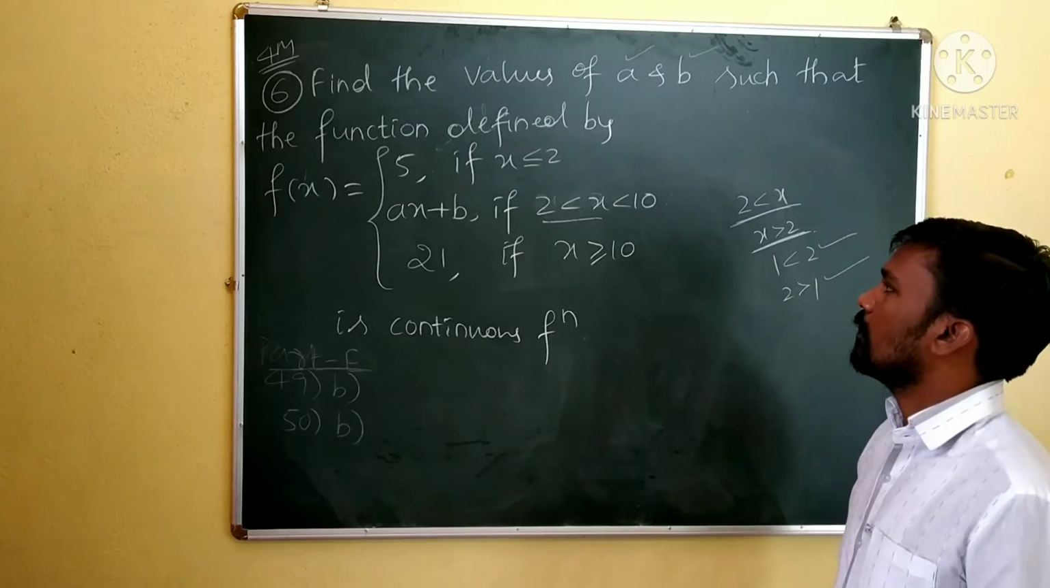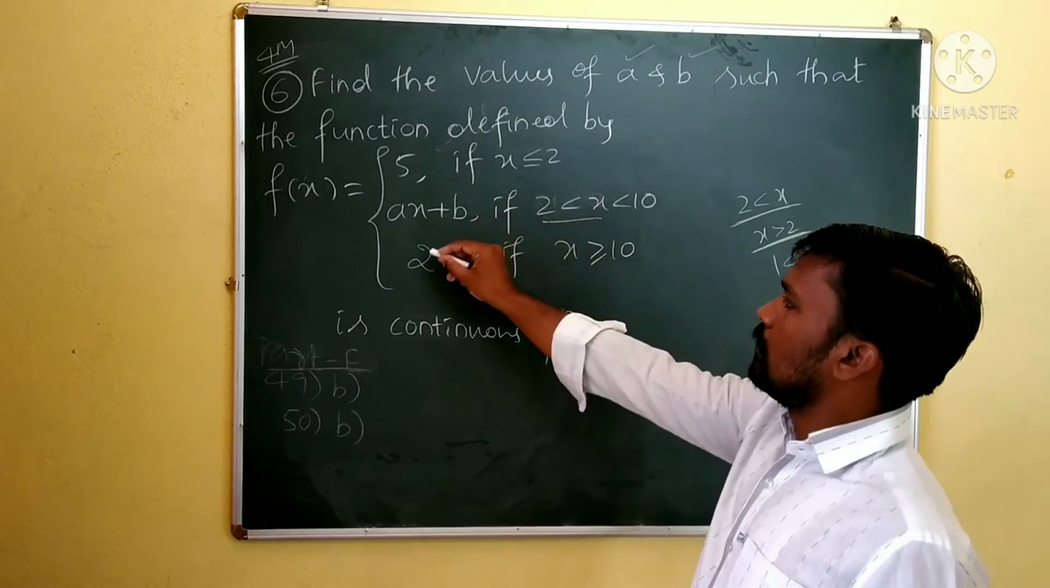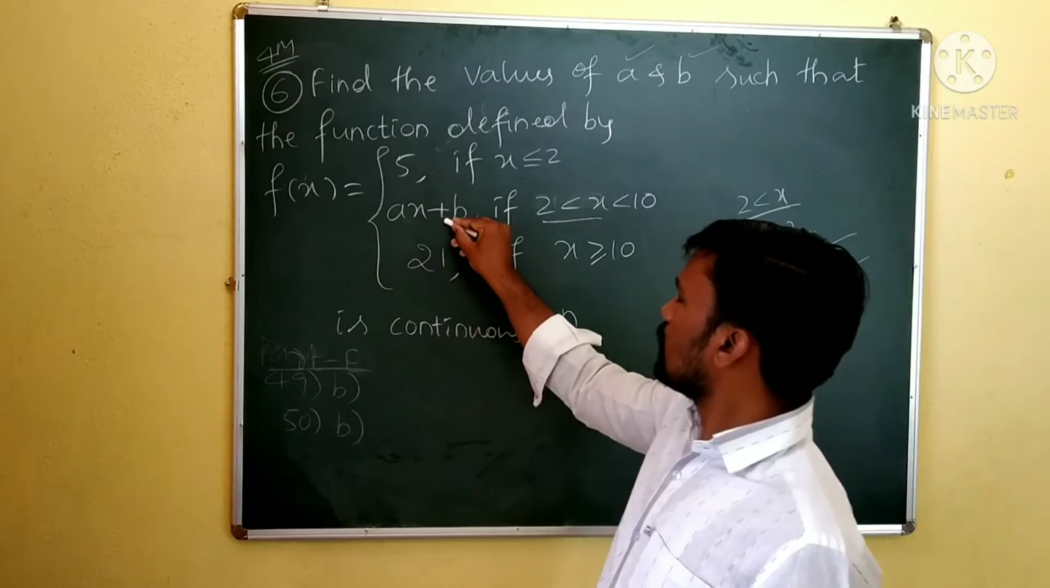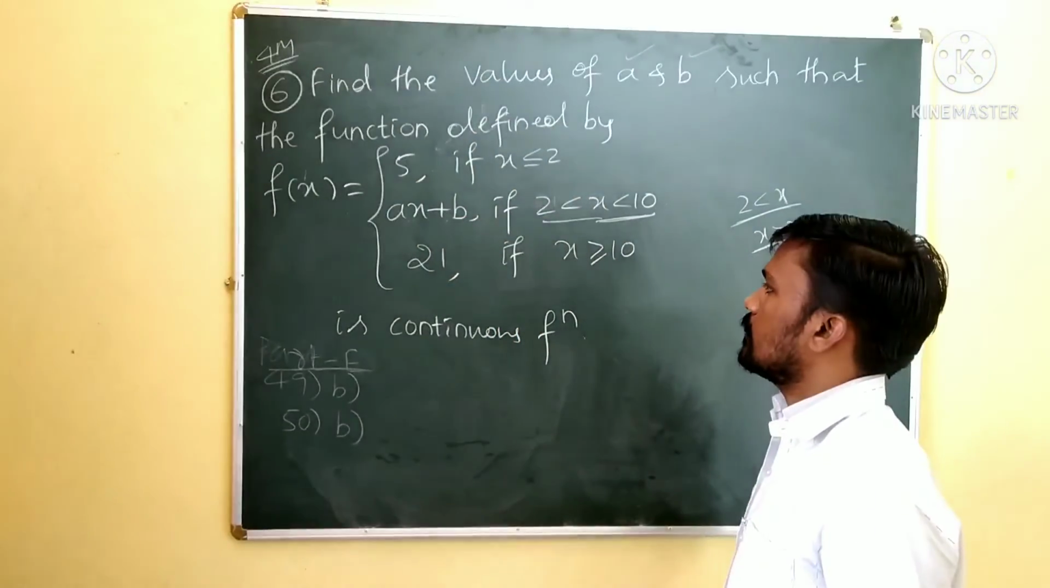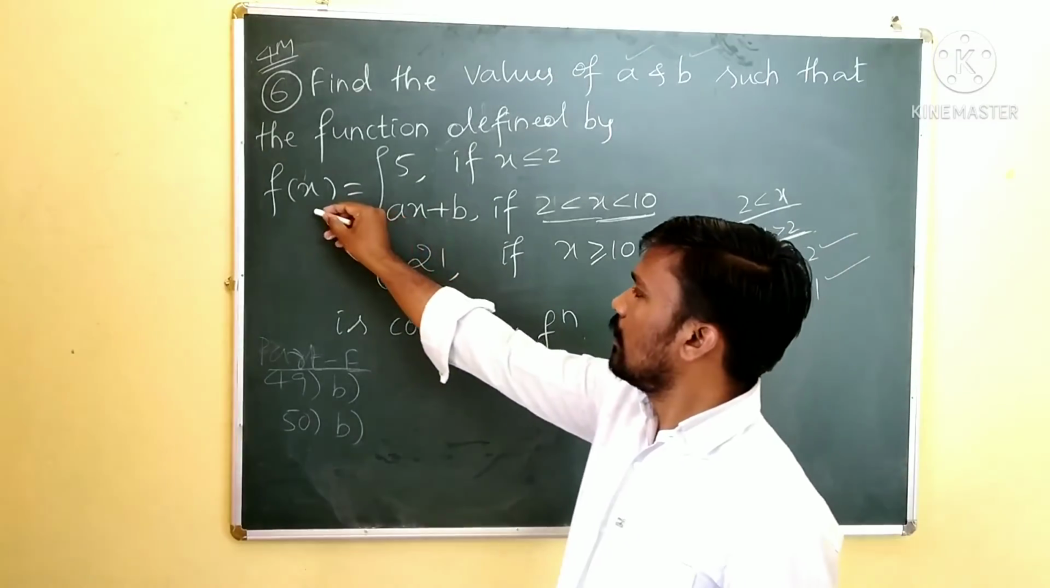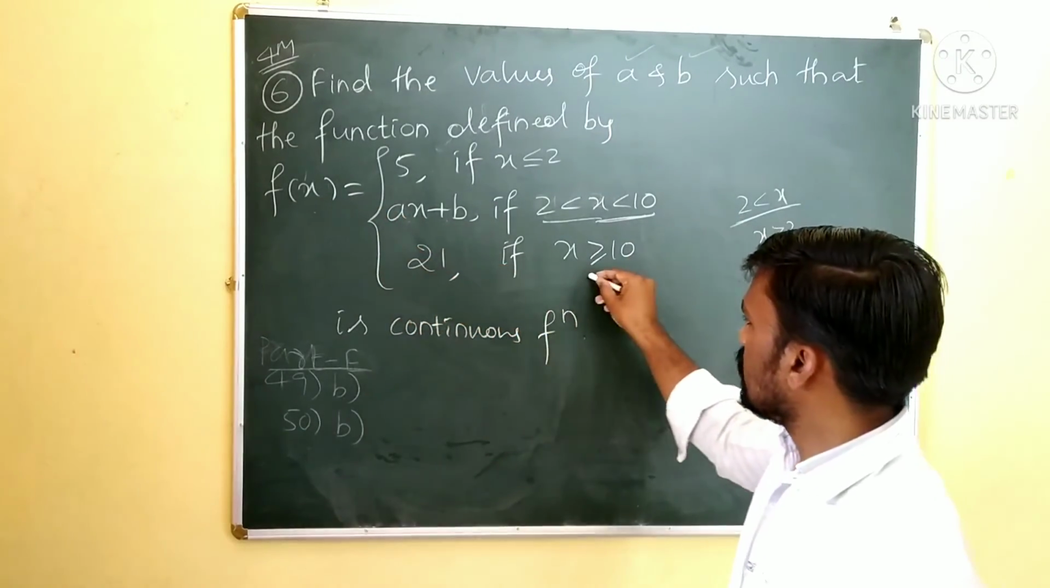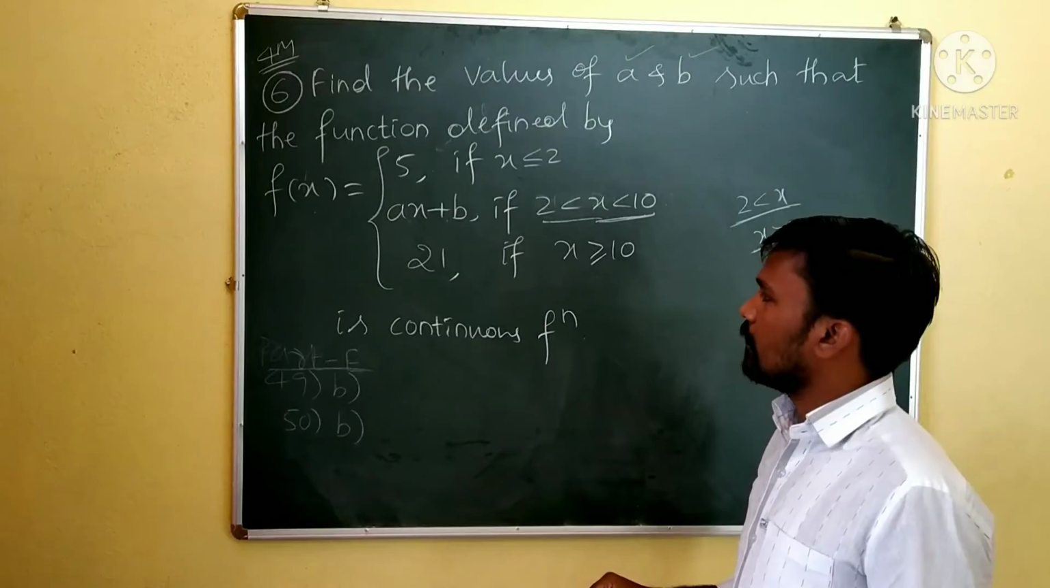And also f of x is equal to ax plus b if x is less than 10. And f of x is equal to 21 if x is greater than or equal to 10. Okay, somewhat lengthy.